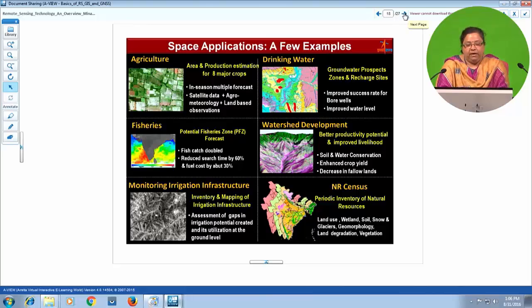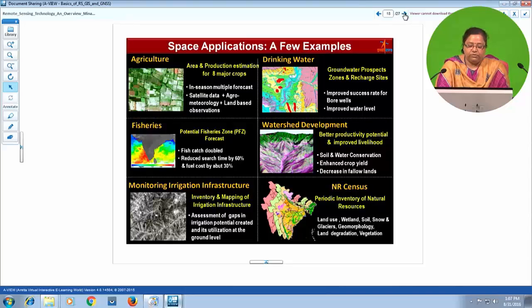Our space program has diverse applications. Here we are trying to list very few applications. The applications range from agriculture, where it is possible to do area and productivity estimation and crop yield estimation for 8 major crops. In fisheries, identification of potential fishing zones is also helping our fishermen. Our space applications are useful in monitoring the irrigation infrastructure. They are also useful for groundwater prospect zonation and recharge sites. They are useful for watershed development and prioritization studies.